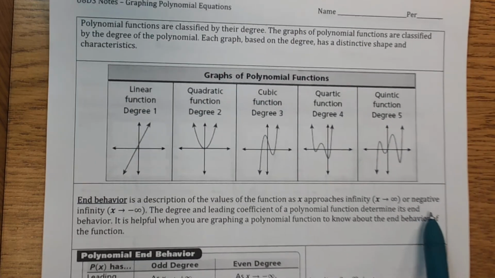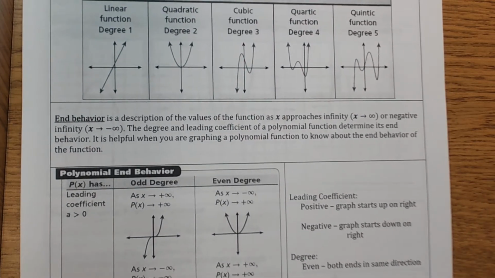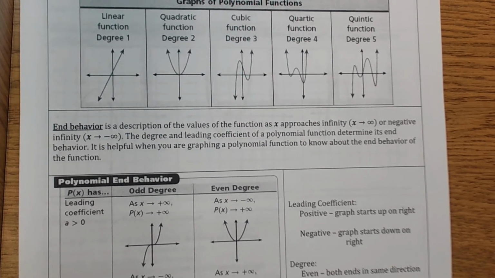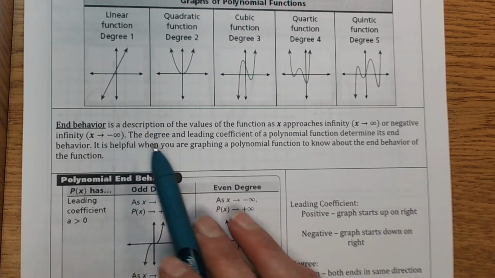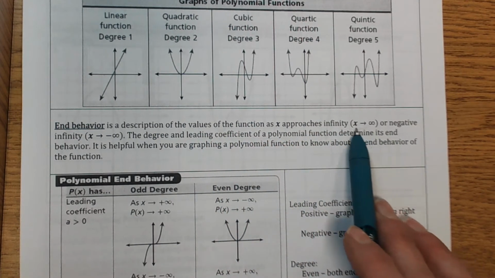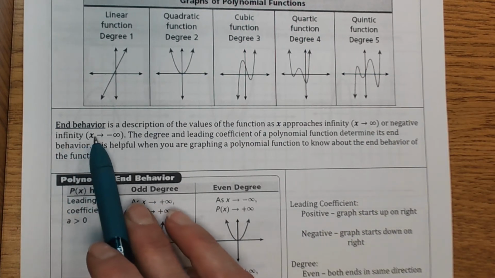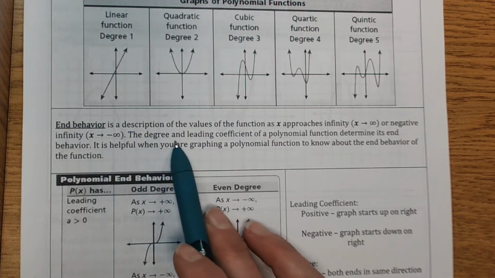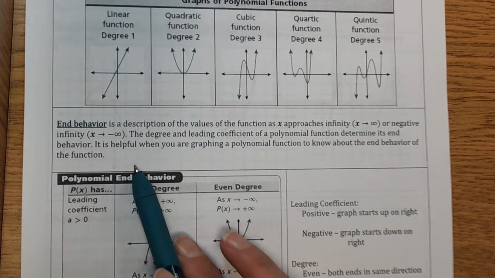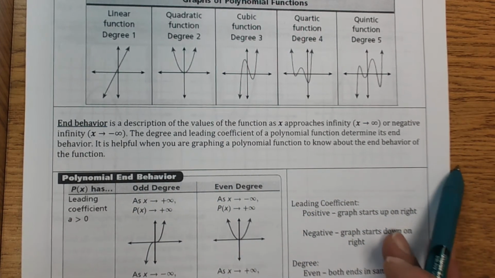And so today we're also going to introduce this idea of end behavior. We did touch on this a little bit with the wave because we talked about how do we know where to start. So end behavior is a description of the values of the function as x approaches infinity. This is how you'll see us write that: as x goes to infinity or negative infinity. The degree and the leading coefficient of the polynomial function determine its end behavior. It's helpful when you're graphing a polynomial function to know about the end behavior of the function.